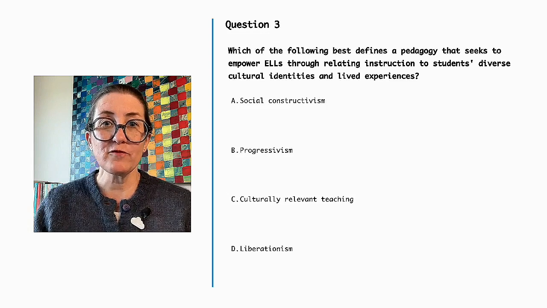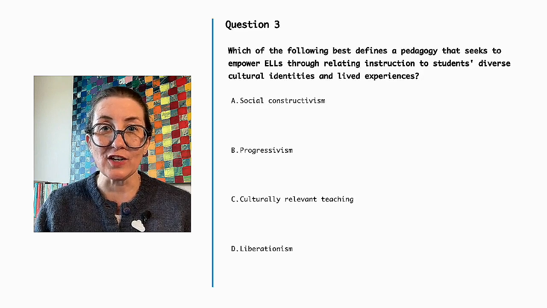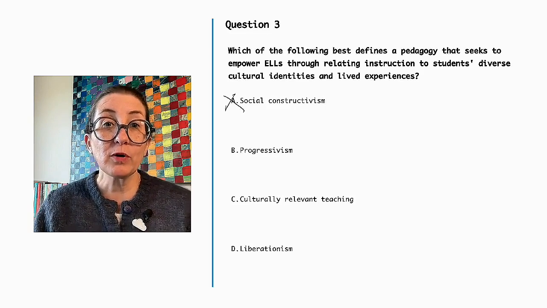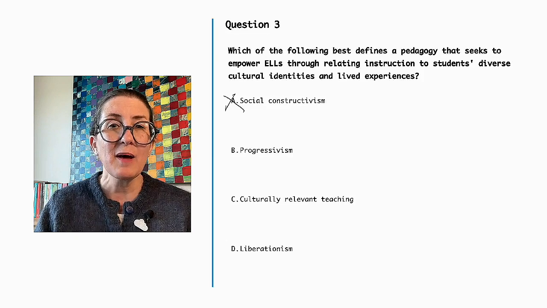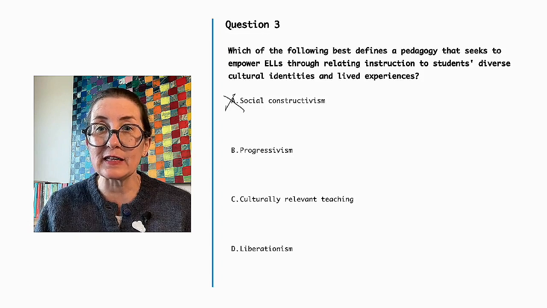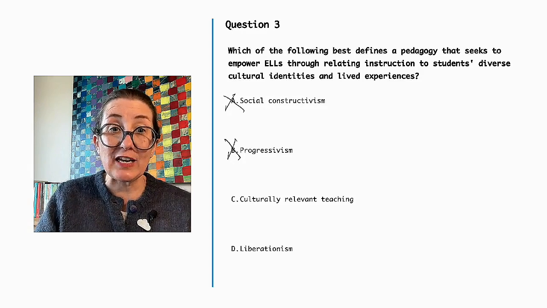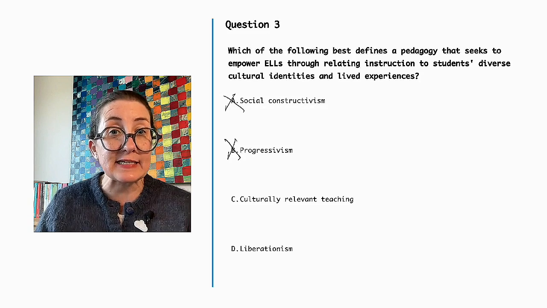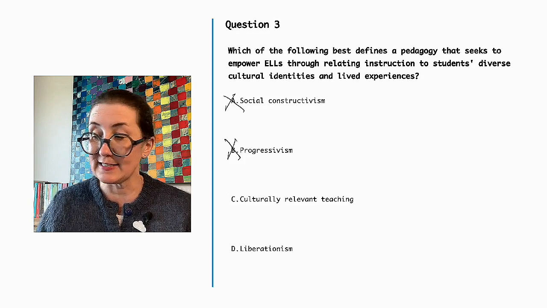Social constructivism focuses on learning as a social process where knowledge is constructed through interaction, but it does not specifically address the cultural identities of English language learners. Progressivism emphasizes learning by doing and student-centered instruction, but it is broader in scope and not specifically about cultural relevance. Liberationism involves education as a means of liberation from oppression, but it doesn't specifically connect with relating instruction to students' cultural identities.